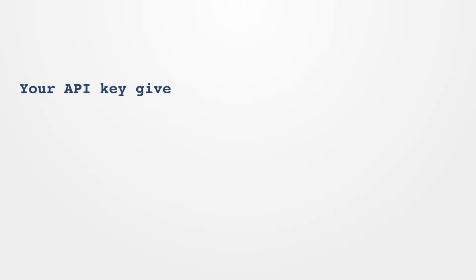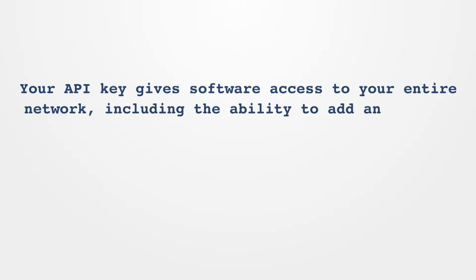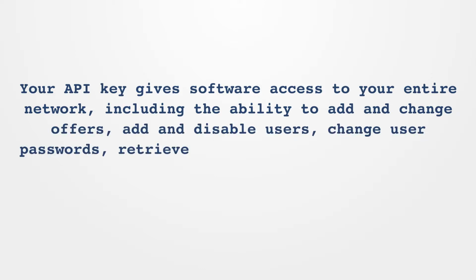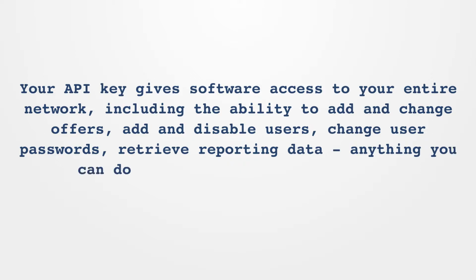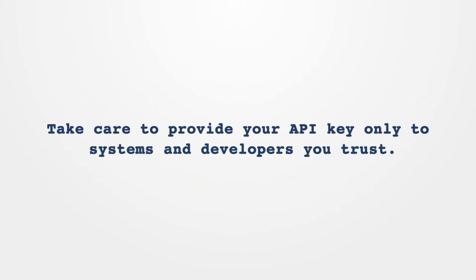Your API key gives software access to your entire network, including the ability to add and change offers, add and disable users, change user passwords, retrieve reporting data. Anything you can do from the HasOffers interface, you can do through the API. Take care to provide your API key only to systems and developers you trust.